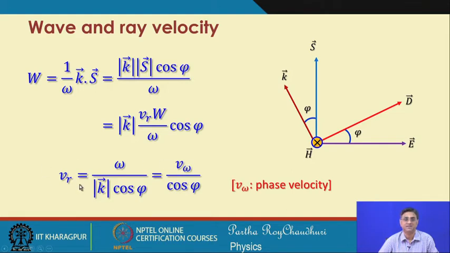So, the magnitude of the ray velocity and that of the wave velocity are related by a factor of cosine phi, which is the angle between the direction of propagation of the energy and k, the one which represents the direction of propagation of the wave. They make an angle phi between them.